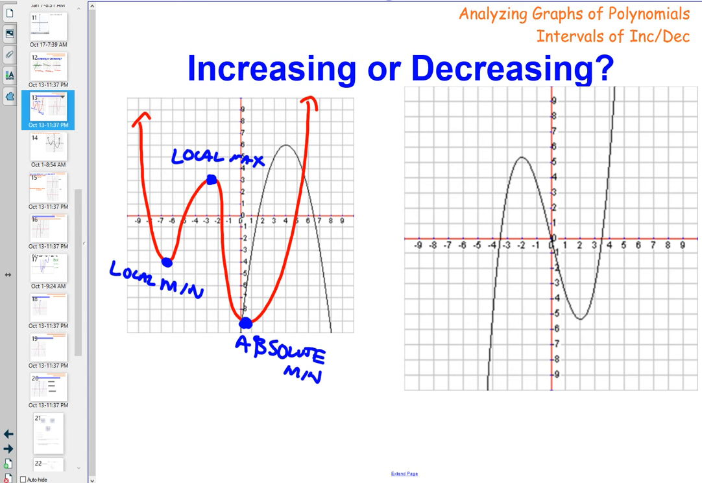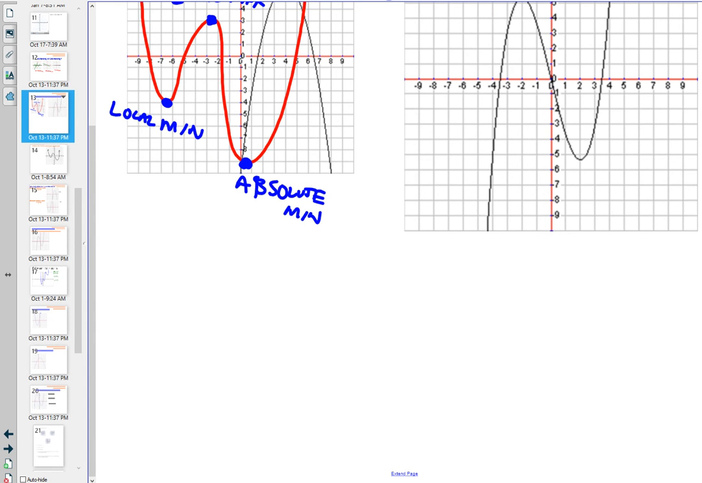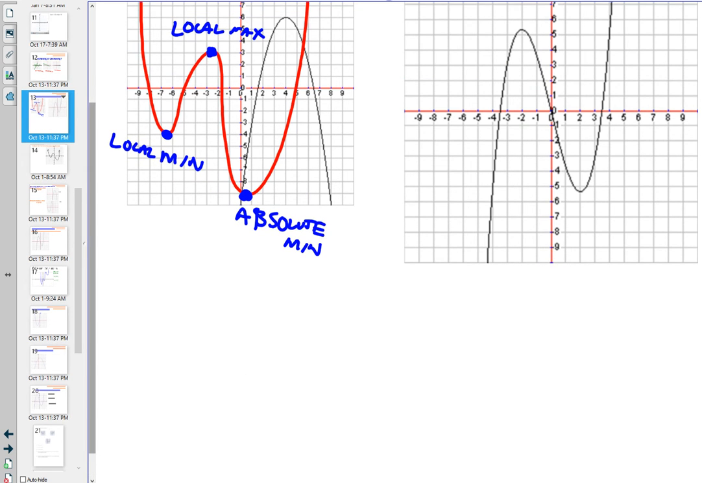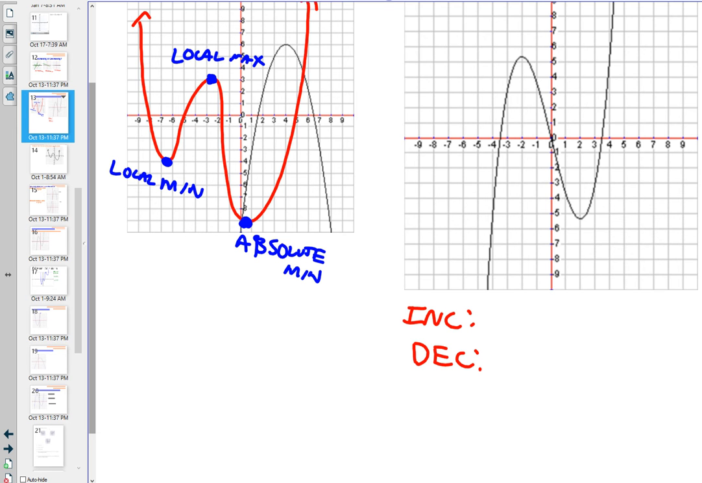So one last thing on this slide, let's go back over here and let's talk intervals. Let's go from left to right. Under which intervals is this function increasing? Okay, definitely from negative infinity, because if I go from left to right, all the way from negative infinity up until a certain point, I'm going up. So go from negative infinity to where? Where do I stop going up? At -2.